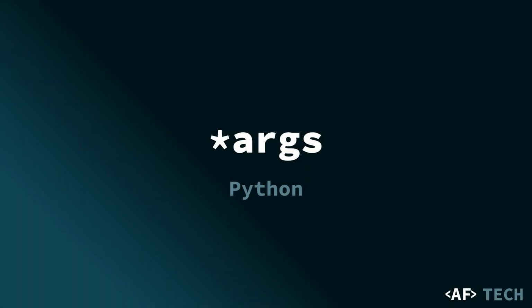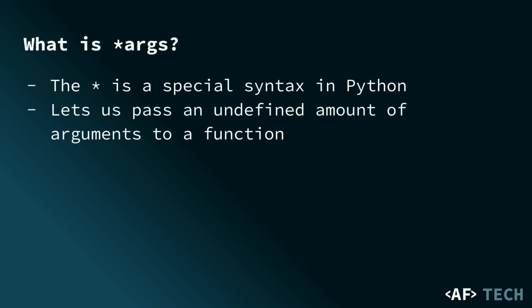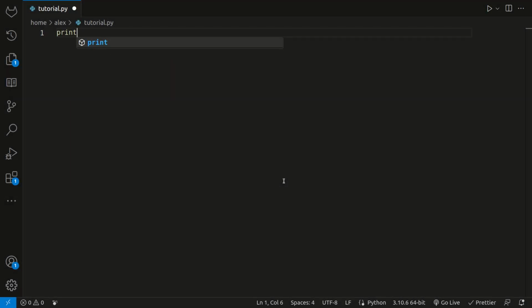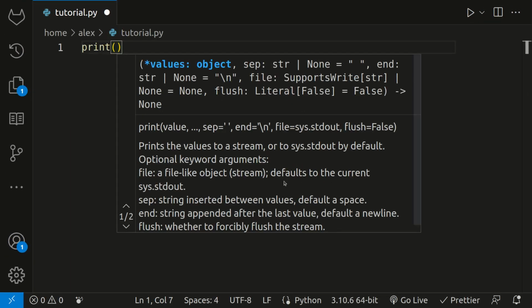In this tutorial, we're going to unpack the magic of star args in Python. Args is a special syntax in Python that lets us pass an undefined number of arguments into a function. This means that there can be any number of arguments passed in. For example, the print statement can receive any number of arguments.